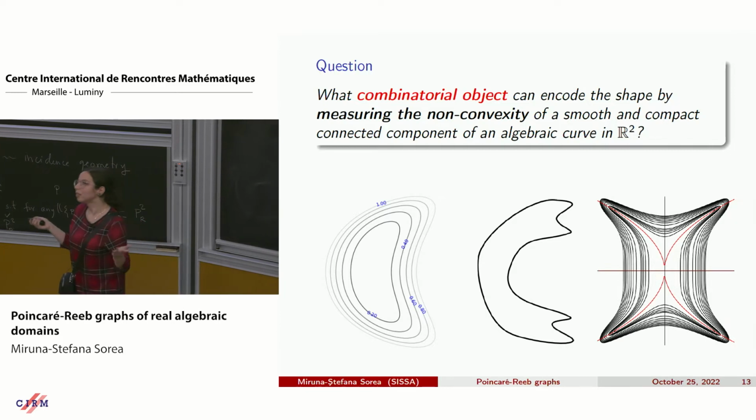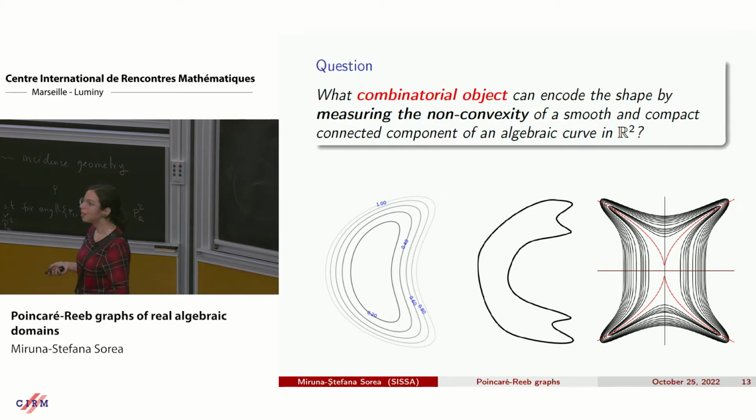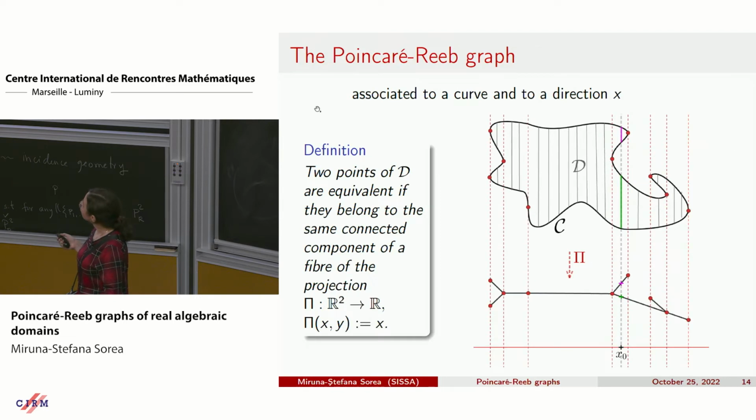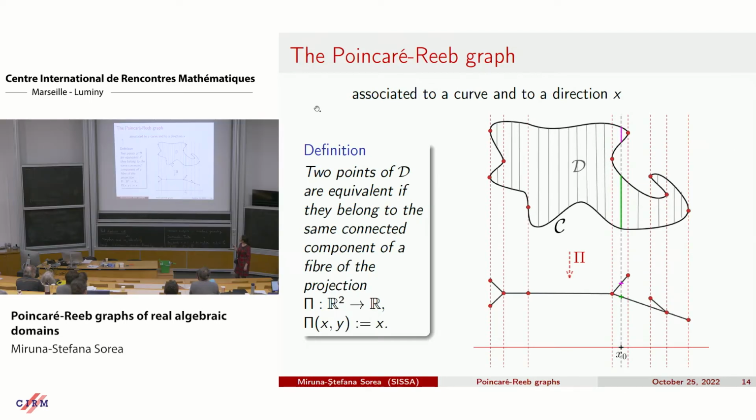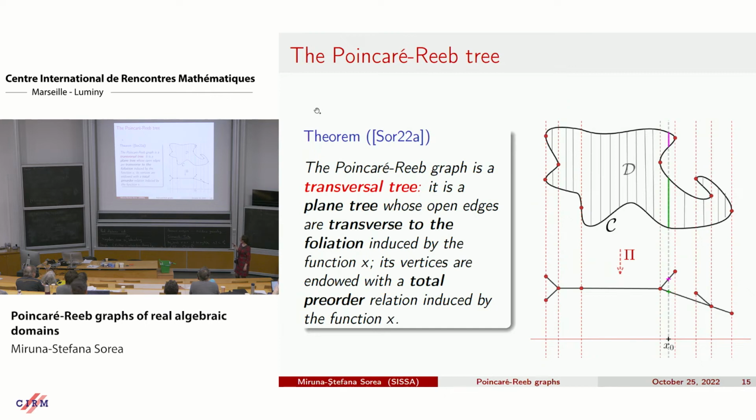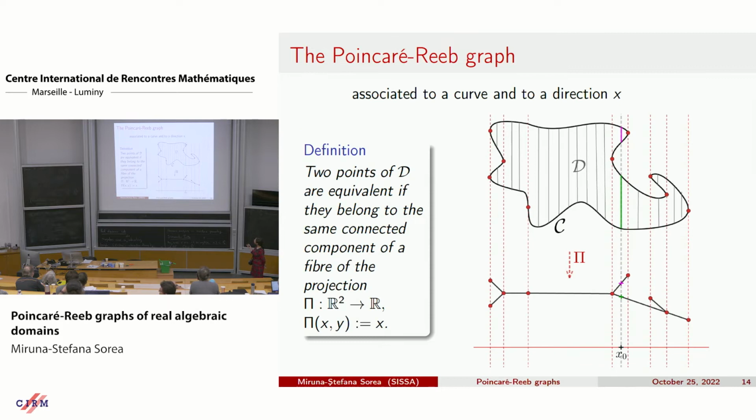So one could think maybe of different objects, but the object that I introduced is the Poincaré-Reeb graph. In this case, it will be a tree, I will tell you. So, just a second, I jumped one slide. The Poincaré-Reeb graph is associated to our curve and to a projection direction. In our case, we focus on the vertical projection. Let me tell you how to define this graph.